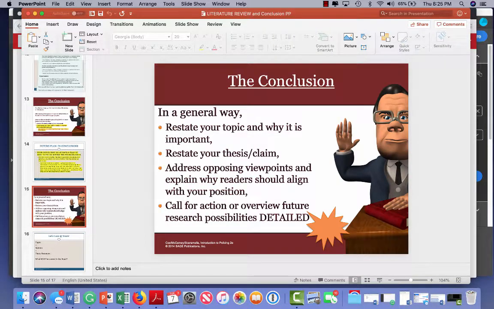All right, finally, again, in your conclusion, you're going to restate your topic, why it's important, and restate your thesis claim. You can address opposing viewpoints and explain why readers should align with your position. That's why I want to hear your voice in this. And again, there's that star item: you're going to have a call for action, detailing what needs to be done in the future.